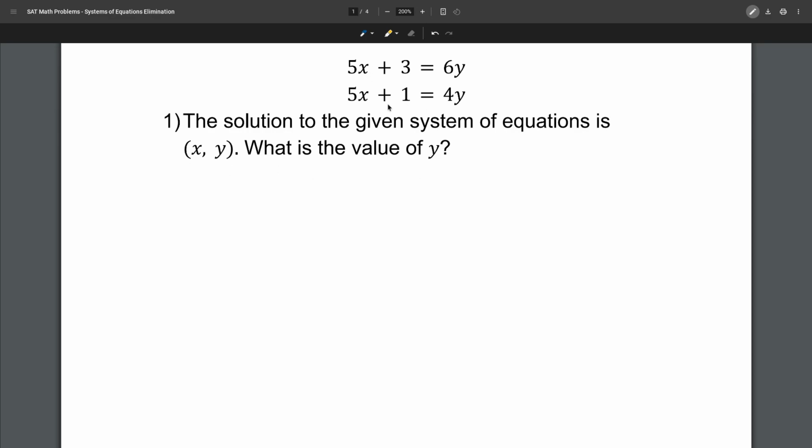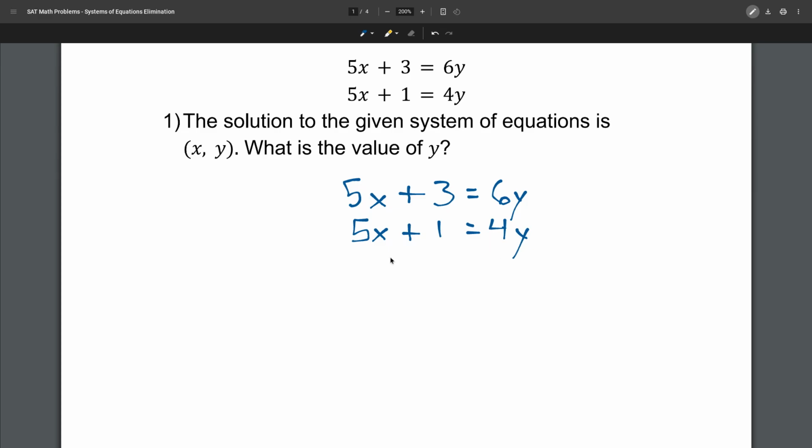Well, these type of problems set themselves up very well for elimination. So let's rewrite these down here and I'll show you what I mean. So I have 5x plus 3 equals 6y and 5x plus 1 equals 4y.